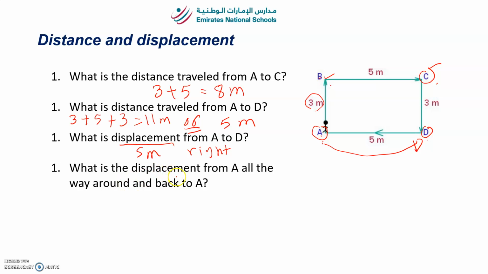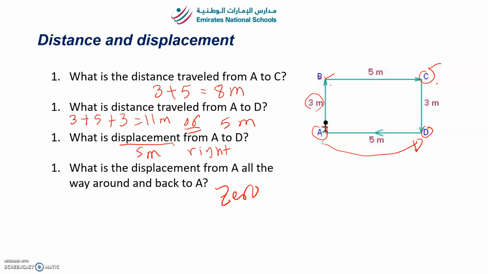What is the displacement from A all the way around back to A again? I went out and I got back to the same point. Displacement is a vector quantity, from where you start to where it ends. I start from A, I end at A, so it will be 0.